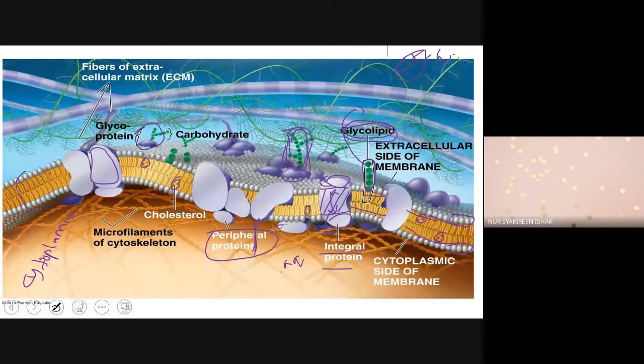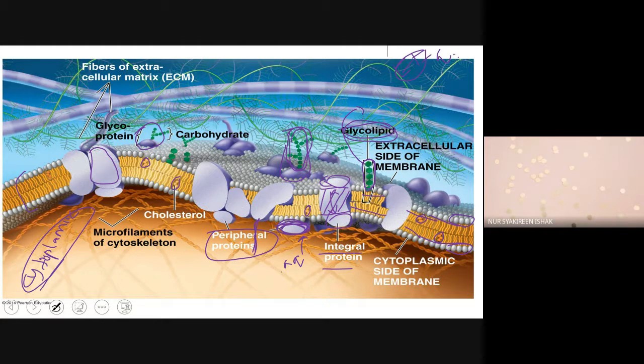Peripheral proteins are proteins which are not embedded in the plasma membrane. They are found attached to the plasma membrane on the inside of the cell, the cytoplasmic site. Peripheral, kat tepi, kan bahagian tepi-tepi. So peripheral proteins are found attached to the plasma membrane on the cytoplasmic site. The peripheral protein can also be found attached to the integral protein, but they have to be on the inside of the cell, the cytoplasmic site.